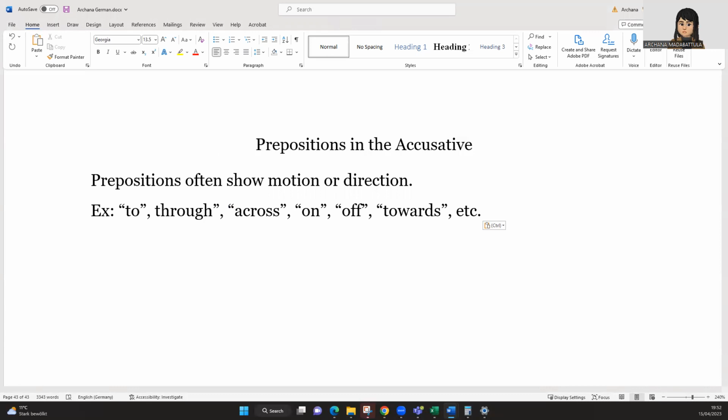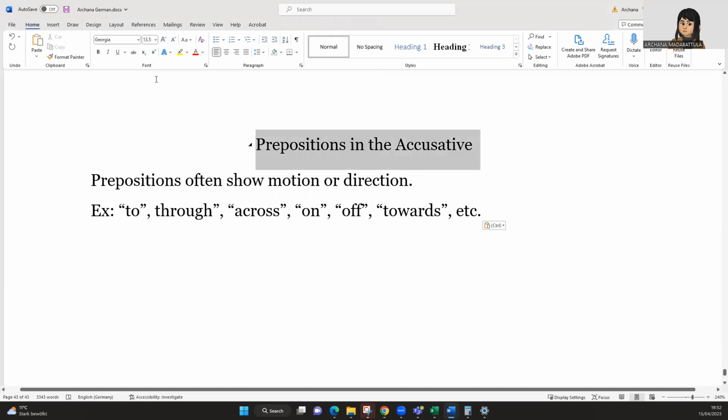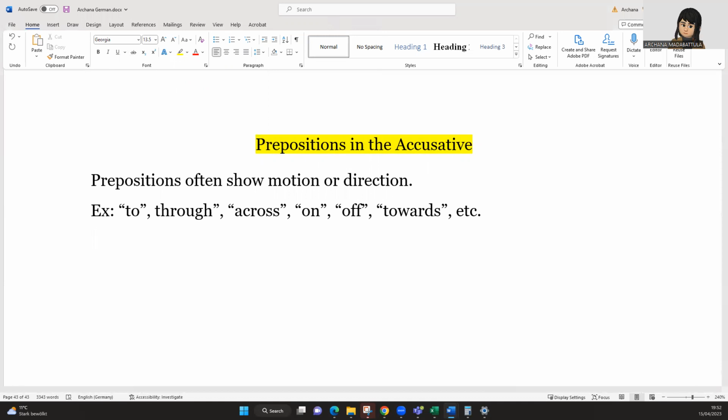In German, prepositions trigger cases to show two things: which part of the sentence is being affected and how it is affected. As some prepositions may have more than one meaning, in this lesson we will focus on prepositions that always take the accusative case. There are also prepositions in the dative case, but today we will be covering the accusative.